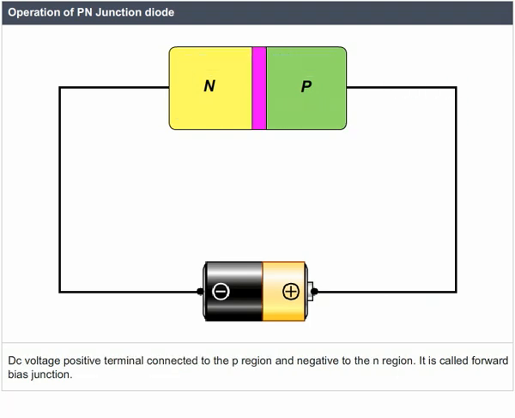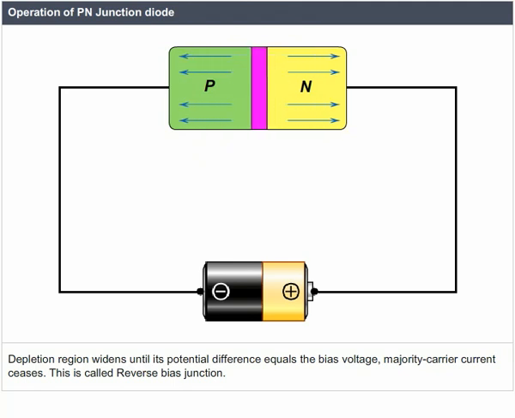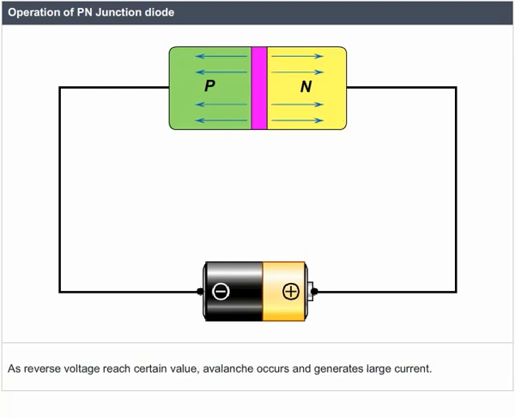DC voltage positive terminal connected to the P region and negative to the N region is called forward bias junction. DC voltage negative terminal connected to the P region and positive to the N region: the depletion region widens until its potential difference equals the bias voltage. Majority carrier current ceases. This is called reverse bias junction. As reverse voltage reaches a certain value, avalanche occurs and generates large current.